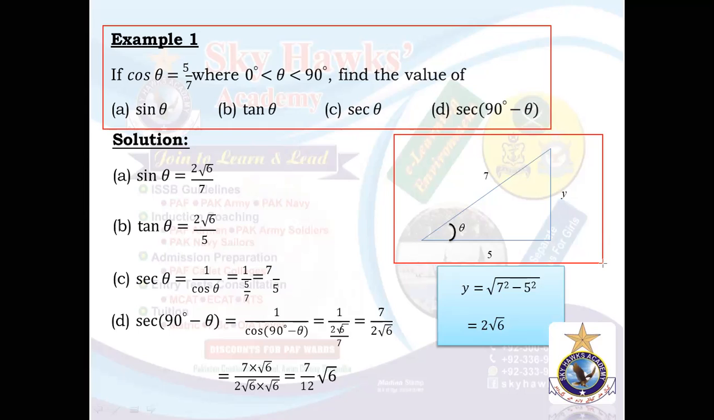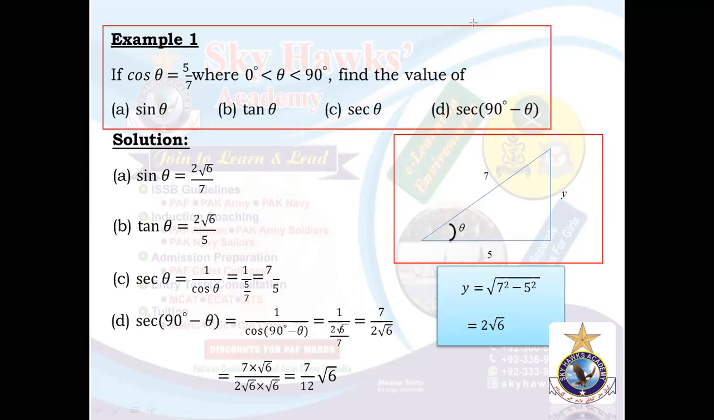Theta and secant, and then secant of 90 degrees minus theta. Make the triangle also. Yeah, I've made the triangle already. Okay, if you have done this, it's very simple now. Please solve this one.